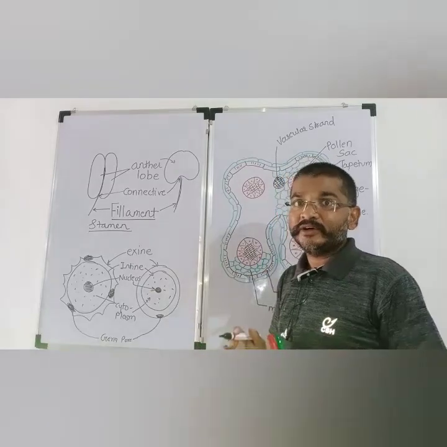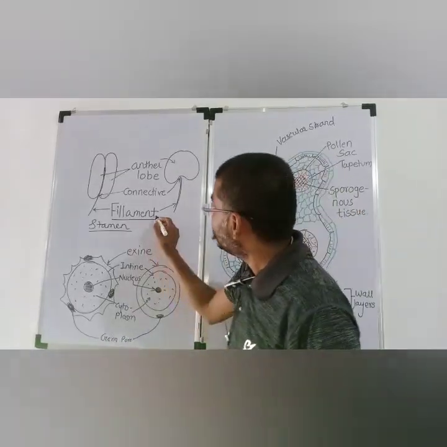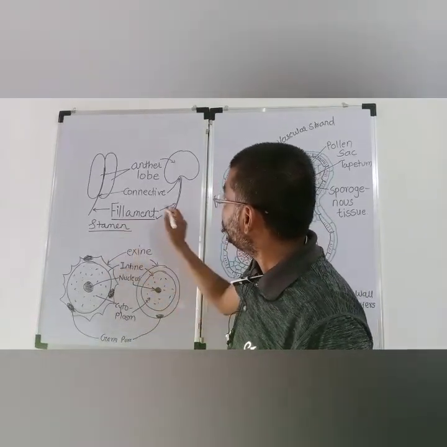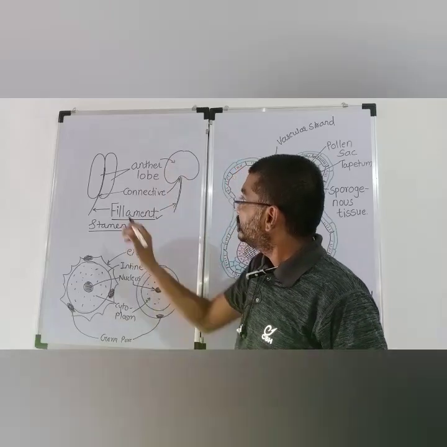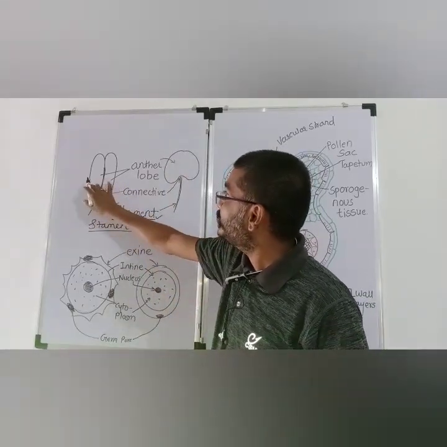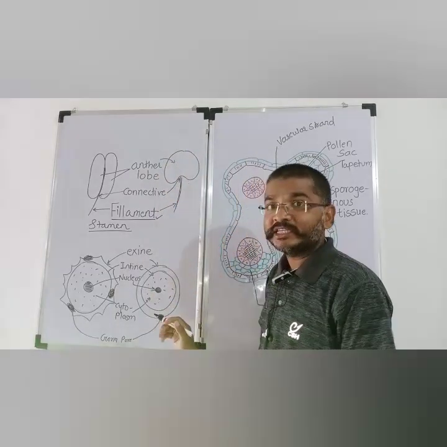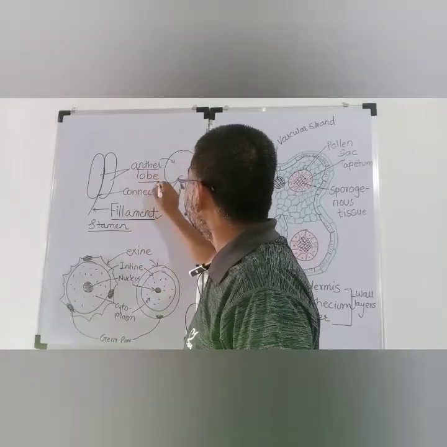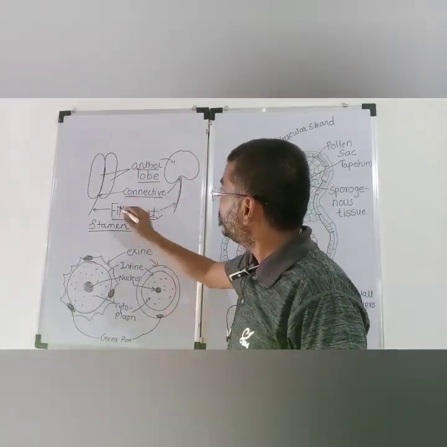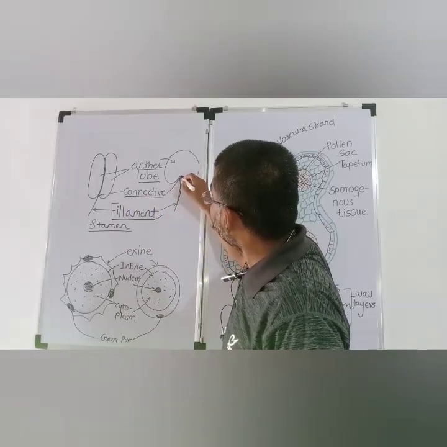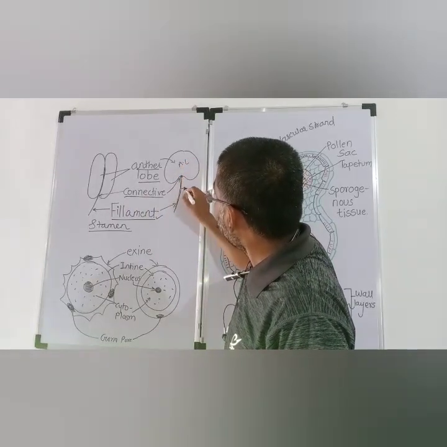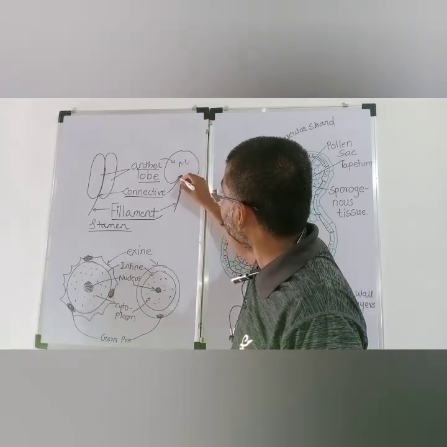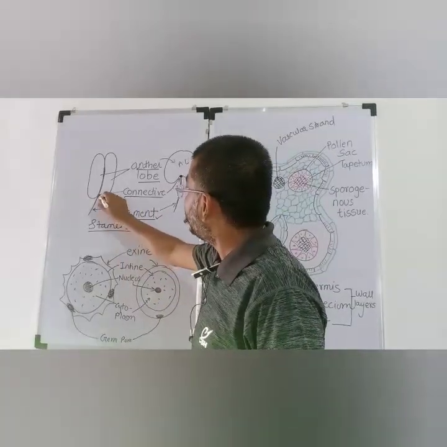It may be colorless or brightly colored. The color varies from species to species. So this is the filament which provides support to the anther. The sac-like structures, either 2 in number or 1 in number, that are present on the filament are called anther lobes. And the sterile tissue present between the filament and anther lobe is called the connective.